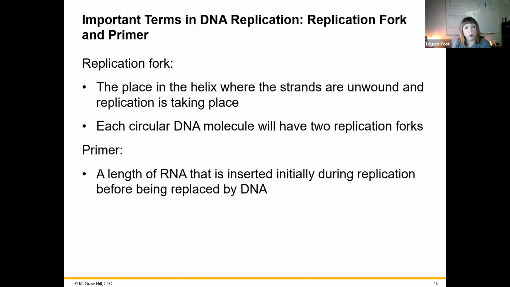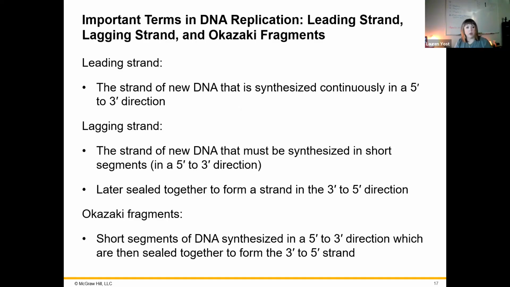So the replication fork is the actual place in the helix where the strands are unwound and where replication is actually taking place. The circular DNA molecule will have two replication forks, kind of opposite one another on the strand. So that's for bacteria, right? We don't have circular DNA. We'll have several origins of replication in our chromosomes, and they'll be linked together by our good old friend DNA ligase. So, right, that's what's going to be going on. We already know about RNA being our primer.